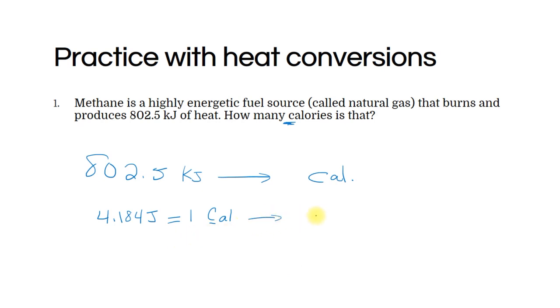I can translate this into a conversion factor just by turning it into a fraction. So there's 4.184 joules for every 1 calorie, or I can also say 1 calorie for every 4.184 joules. These are just facts. So these are the relationships between joules and calories.